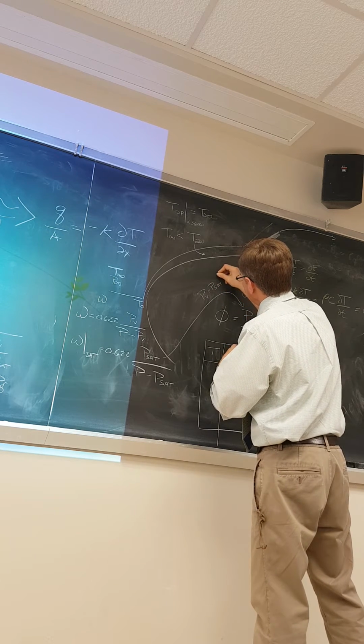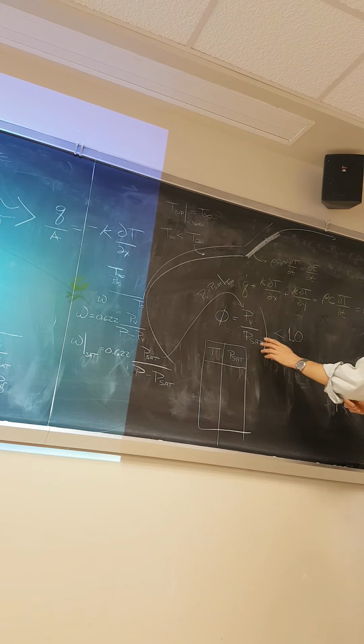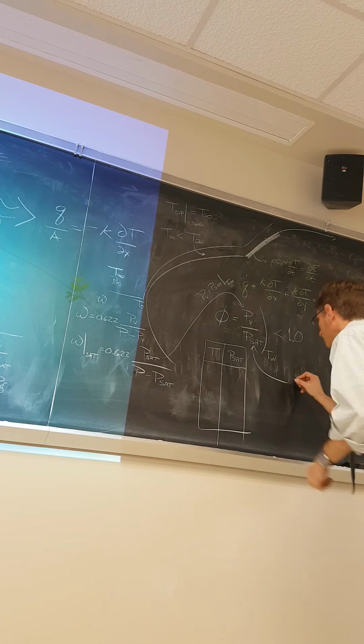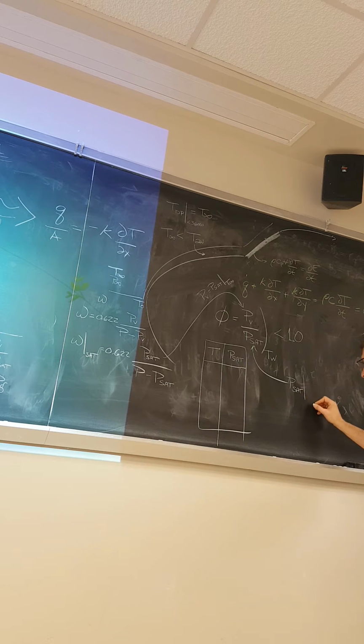Our P sat evaluated at T infinity. This one down here is going to be P sat evaluated at whatever our model tells us our surface temperature is. So we've got our canopy here. Let's say it's a 5-node model.